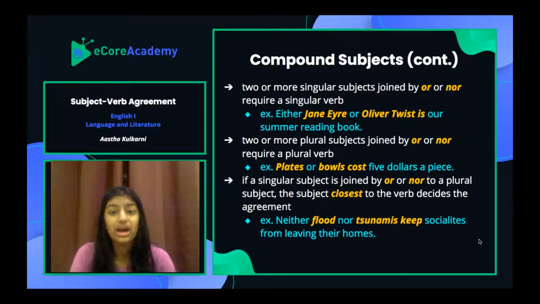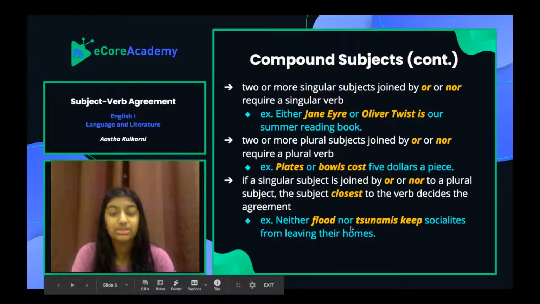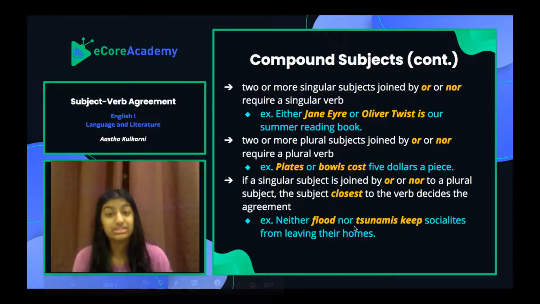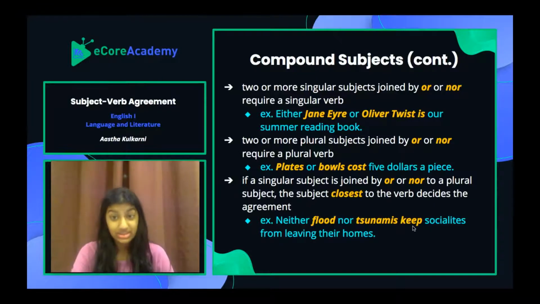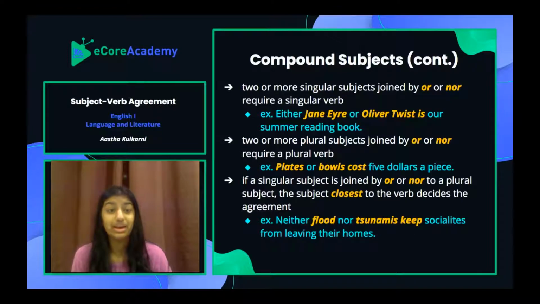So as you can see, our compound subject right here is flood nor tsunamis. Flood is obviously the singular one because there's no S at the end, and tsunamis is the plural one. Since tsunamis is closest to the verb, which is keep, the verb is going to agree with the word closest to it. So that's why keep is in plural form. If we were to switch the places of tsunamis and flood, and it said neither tsunamis nor flood, then they would take the agreement of the word flood. So then it would be keep with an S.